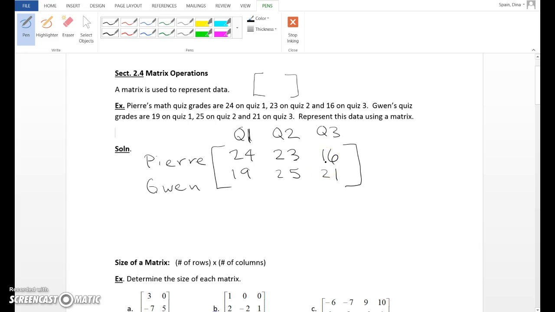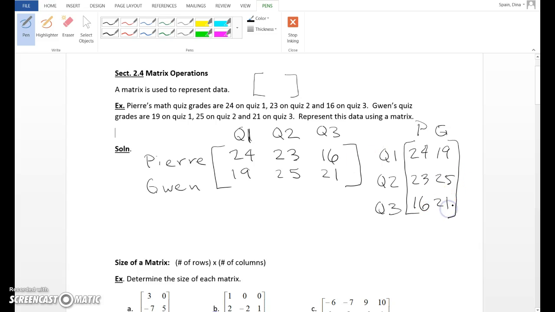If we flip that around, you could do it a different way. Let's put quiz 1 for row 1, quiz 2, and quiz 3, so those are going to be the rows, and then Pierre will be first, and then Gwen, the columns. We're going to represent this exact same data with a different matrix. So let's fill these in. Pierre now is going down this way, so he got 24 for quiz 1, 23, and 16 going down that way. And then Gwen, she got a 19 on quiz 1, 25 on quiz 2, and 21.